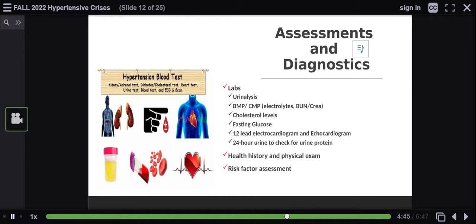You want to check on their pulses. Are they equal? Are they regular? Are they strong or are they weak down there? Or is one arm weaker and one arm stronger? Things like that. I also mentioned retinal hemorrhage as part of the complications.